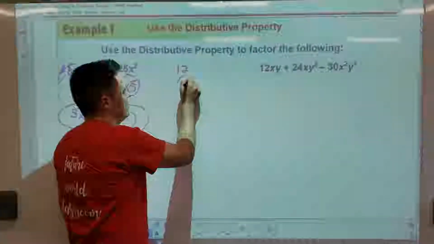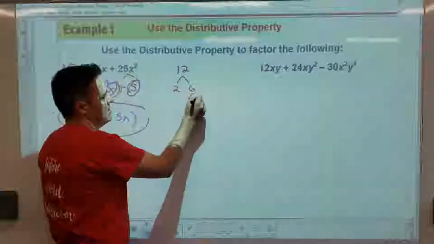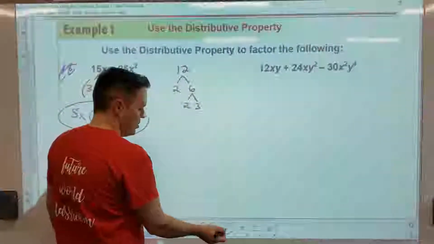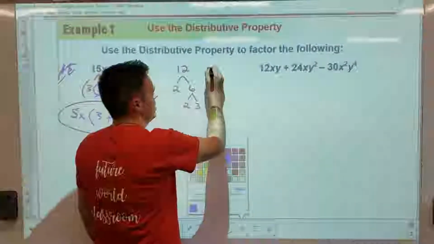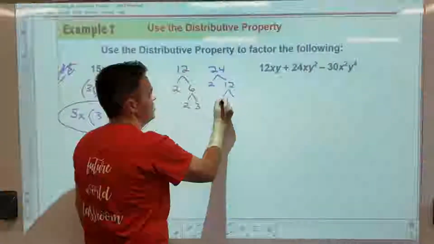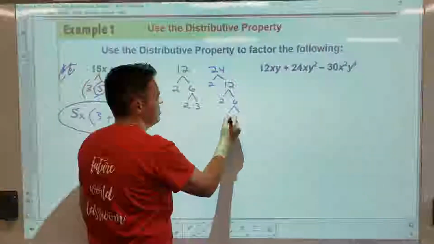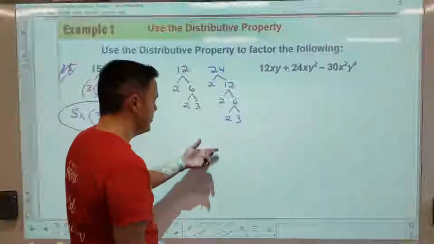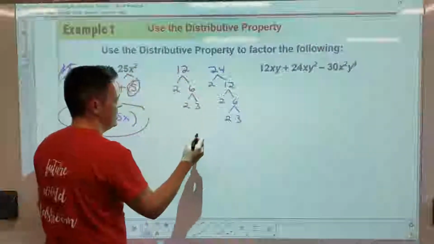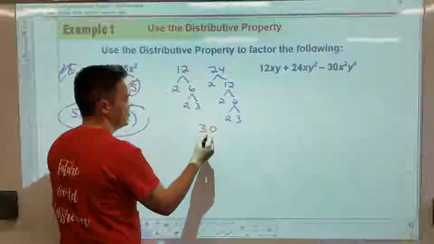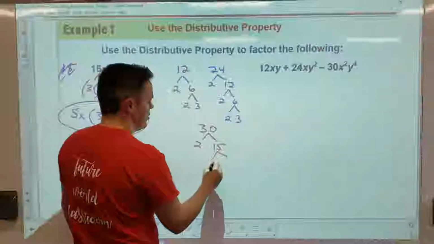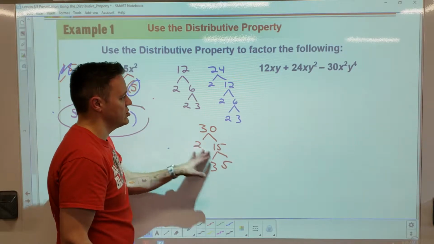Number 12, factor tree would be 2, 6. Right, and then you can go 2 and 3, and that would be pretty much it. Now, let's do 24. If I do 24, I would get 2 and 12, then 2 and 6, and then 2 and 3. And then if I do 30, I could go 2 again, and then this is 15, and this would turn into a 3 and a 5, right? So there's all your factors out.